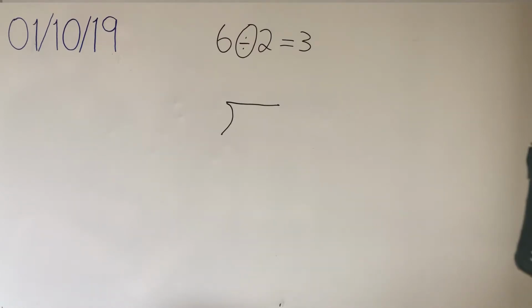The third area is above the horizontal line, and this is where the answer goes. The answer to a division problem is called the quotient. This answer tells us how many we will end up with in each group.